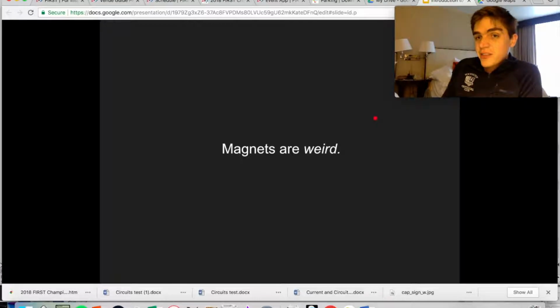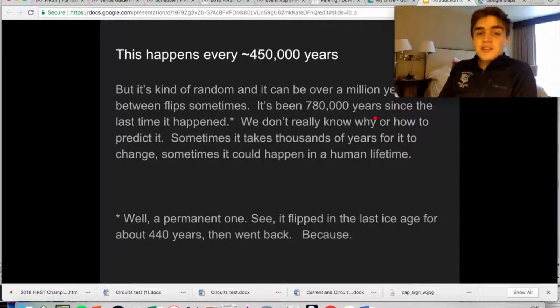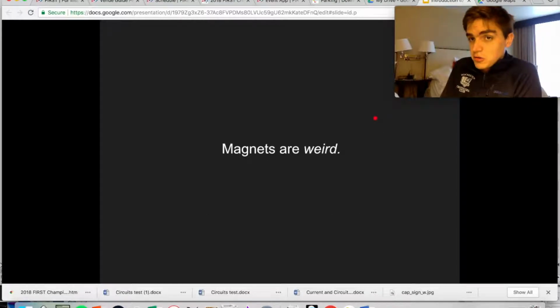And I want to point out, there's a reason why we don't do math with magnets. It's because things like this, where it's not even predictable and it can flip back, they're just weird.